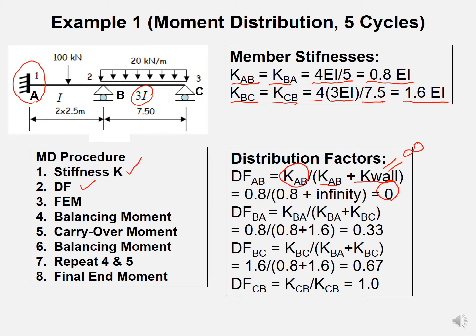Next, the distribution factor for member BA is equal to KBA divided by the sum of the stiffnesses of the members connected to joint B, corresponding to BA and BC. So 0.8 divided by 0.8 plus 1.6 equal to 0.33. Similarly, the DF of member BC is equal to KBC divided by KBA plus KBC, giving you 0.67. For joint C, that is a roller, so the distribution factor for CB is equal to KCB divided by the stiffness of the member connected to joint C, which is also CB, hence giving you 1.0.